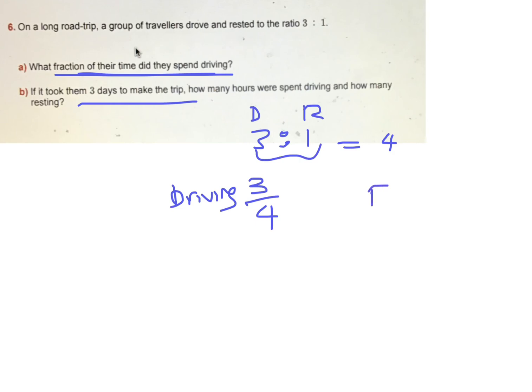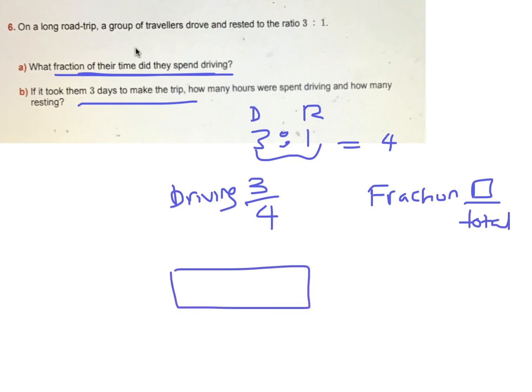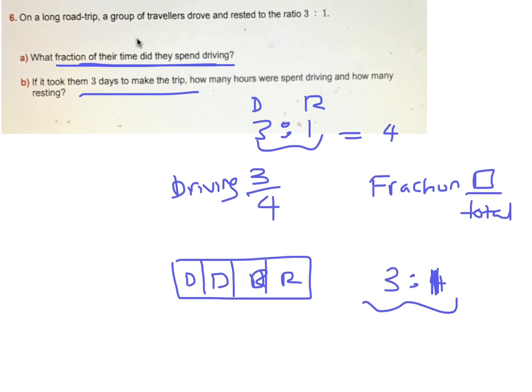So when you do a fraction, you always do whatever the ratio is, and you always put it out of the total. But when you're talking about the ratio of the separate parts, if you want driving to resting, then that's 3 to 1, but there's actually 4 parts. If it took 3 days to make the trip, how many hours were spent driving and how many hours were spent resting? So driving's 3 to 1.